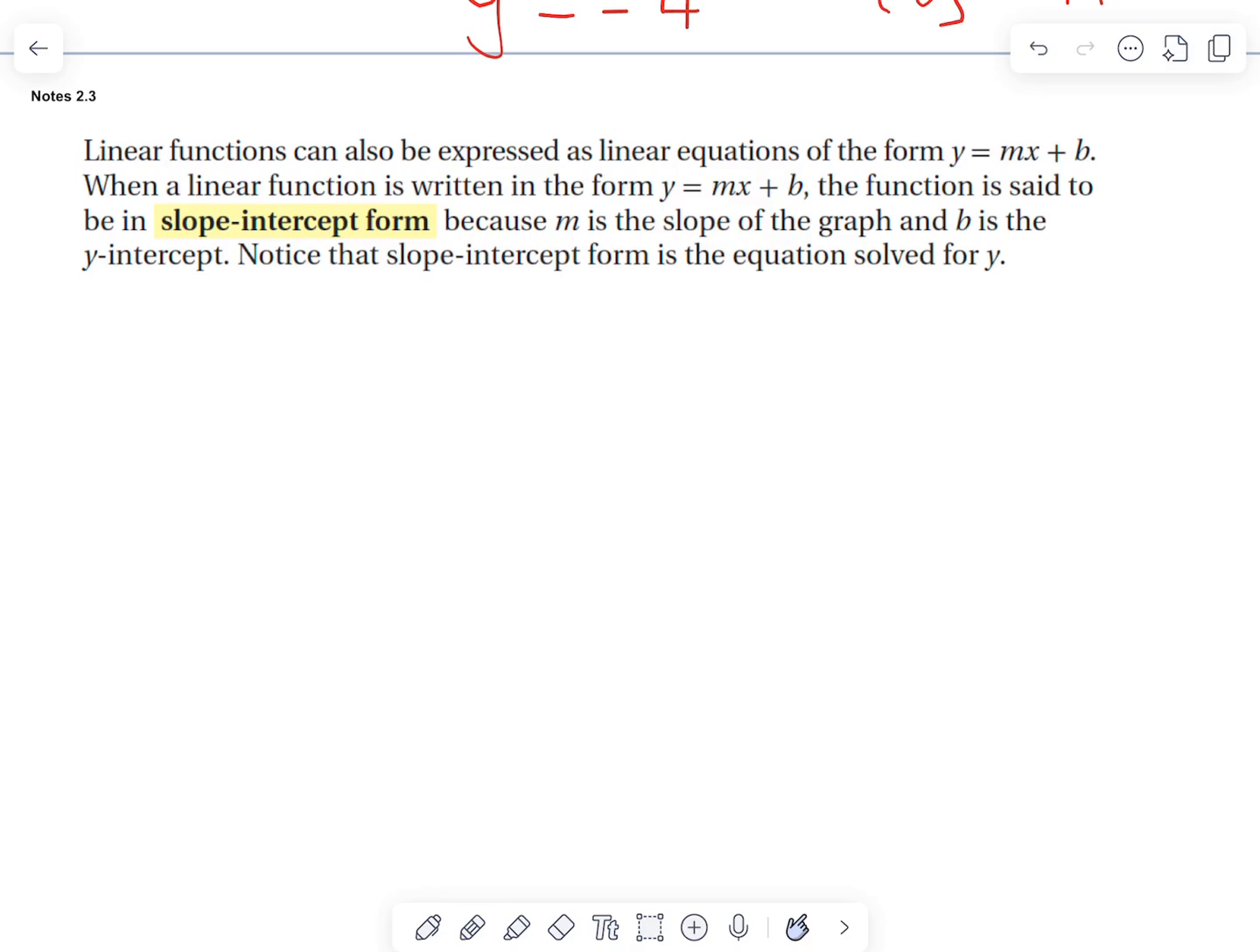All right, this is the continuation of graphing some linear functions. We're going to be focusing first on linear functions that can be expressed in the form y equals mx plus b. This is what we say is slope-intercept form, where m is the slope of the graph and b is the y-intercept. When we do this, we want to make sure we solve it for y in the equation.